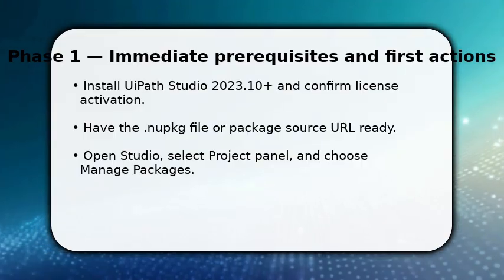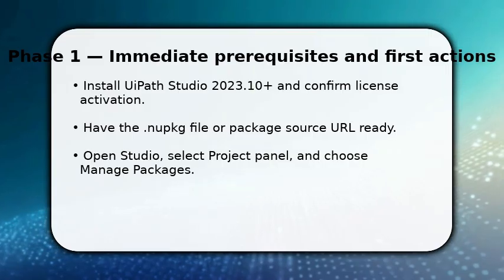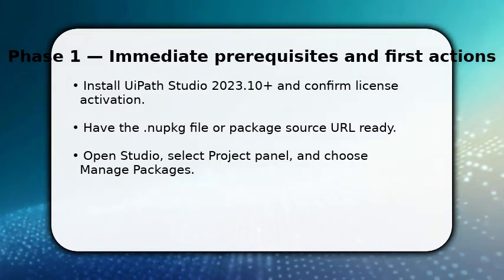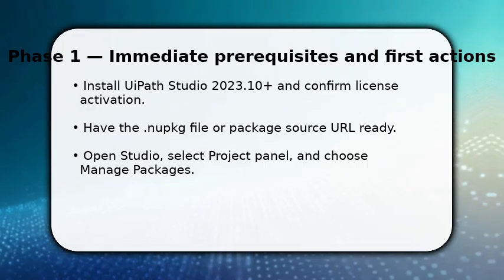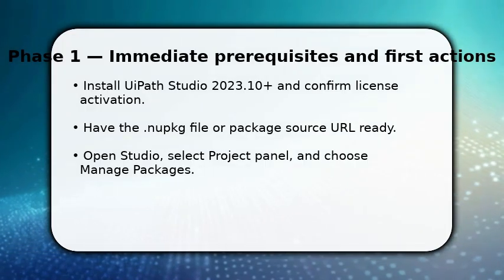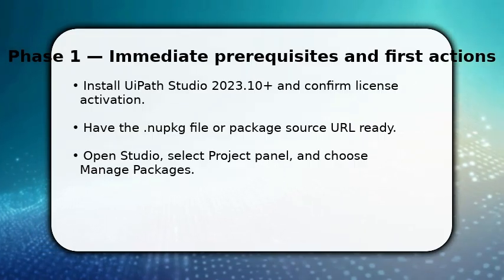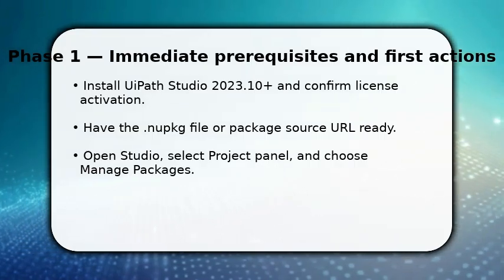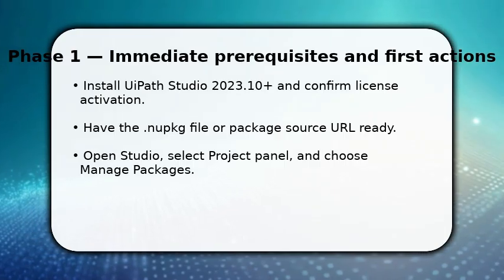You begin by confirming prerequisites. UiPath Studio is installed and licensed, and you have the NuPKG file or package feed URL available. Once those are ready, open your project and click the project panel. Make sure the right project is selected, because packages install per project.